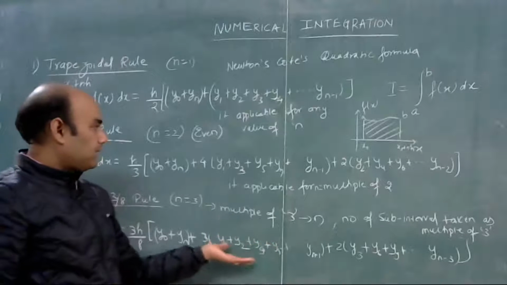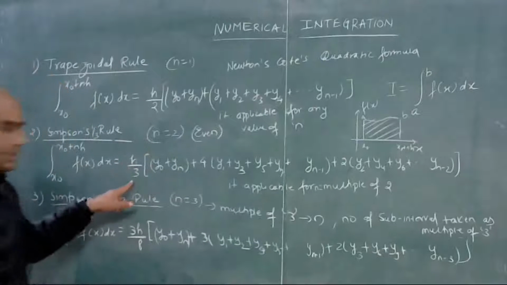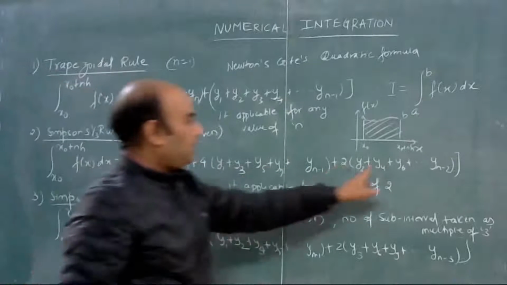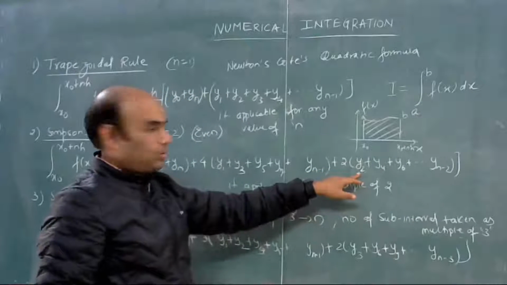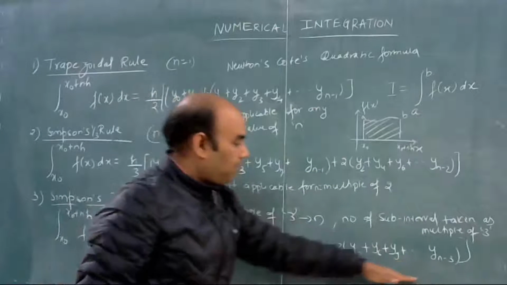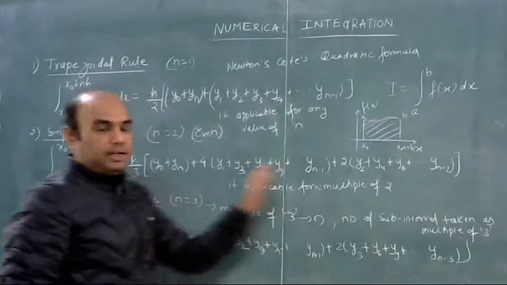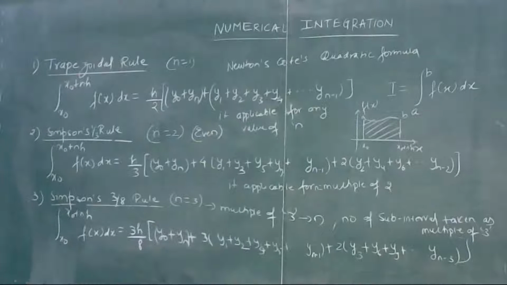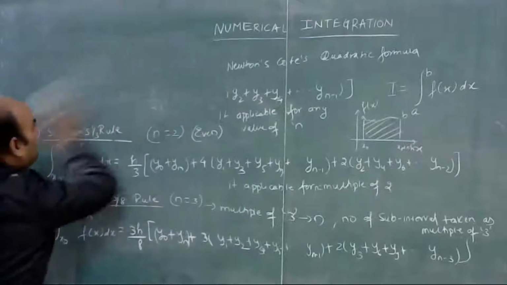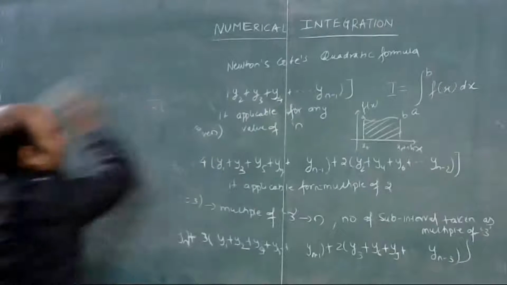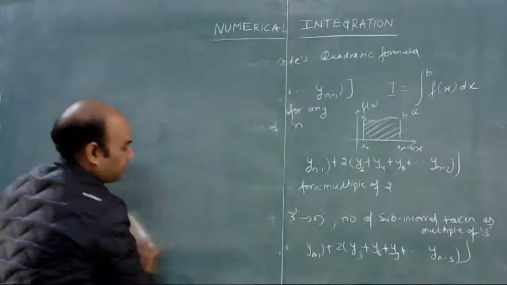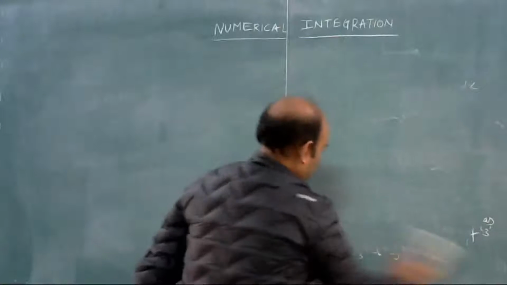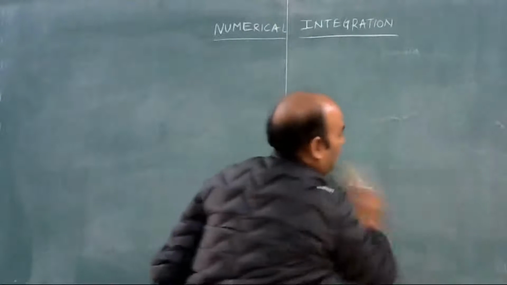So how to remember this? Simpson one-third is h by 3, Simpson 3/8 is 3h/8. And then 2 times the even values of y, and here twice the multiple terms of y, and here the remaining terms of y. In this way you can remember the formula. Next, third or fourth, we will see Weddle's formula. All these rules have been derived from Newton's Cotes quadrature formula. These are all approximate values.